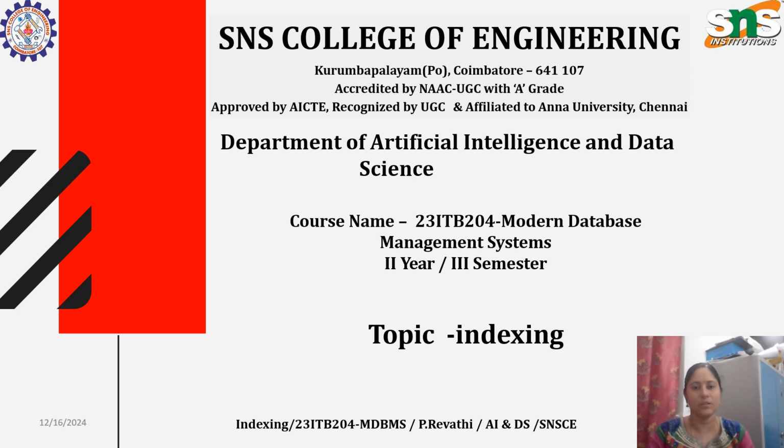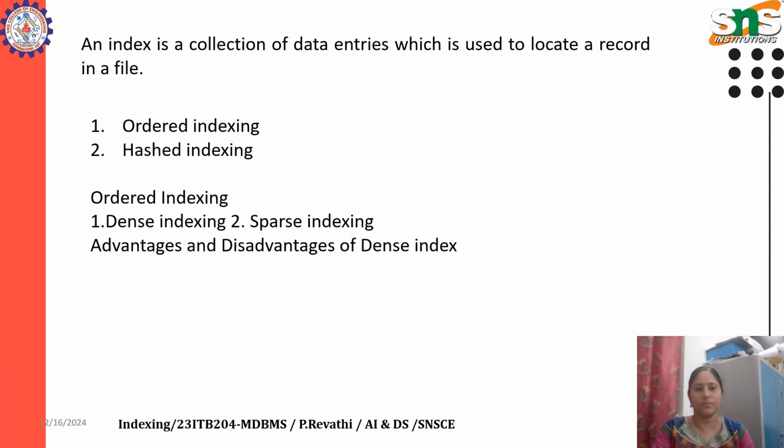Today we are going to discuss the topic about indexing. An index is a collection of data entries which is used to locate a record in a file. An index table consists of two parts.